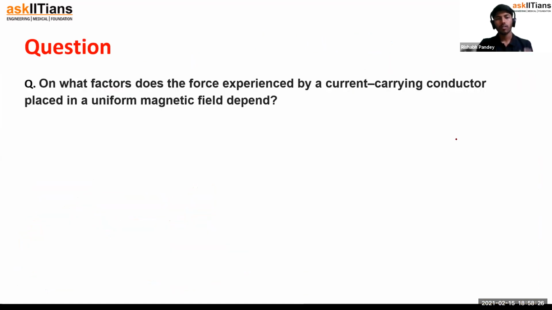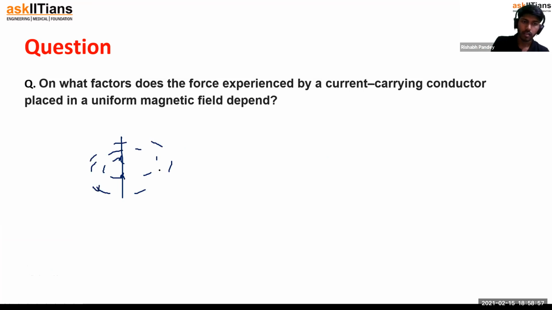Right? If I move to the questions, the first one is: on what factors does the force experienced by a current carrying conductor placed in a uniform magnetic field depend? See, for this we wrote the formula just now. Whenever there is a magnetic field, say there's a wire like this in which the current is flowing, obviously from the right hand thumb rule, it will go like this, right? So this will be the direction of the magnetic field, like this and this, and this will produce a force.